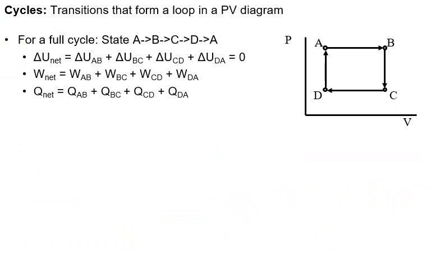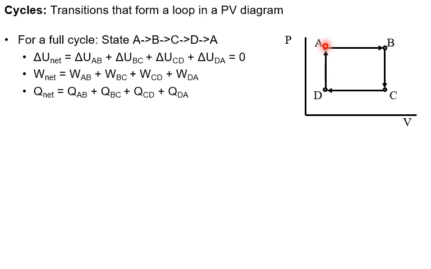So a cycle, we talked about this last time, but didn't go too much into it. It is a transition that forms a loop on a PV diagram. So again, you have this diagram where you have the pressure versus the volume. Any given point is a state, so that's a snapshot of our gas. So our gas at A has this pressure corresponding to that vertical position, and the volume corresponding to this horizontal.